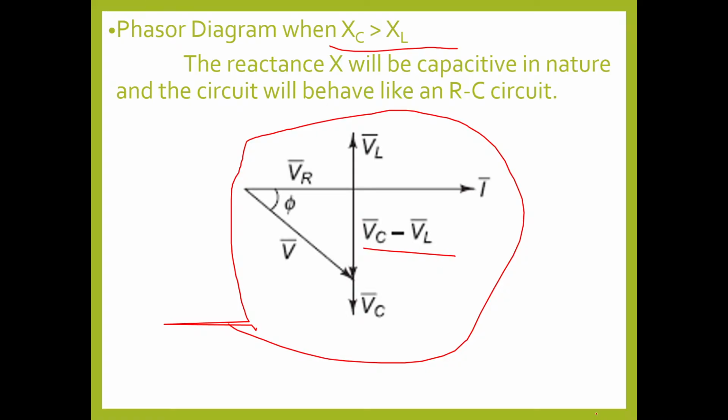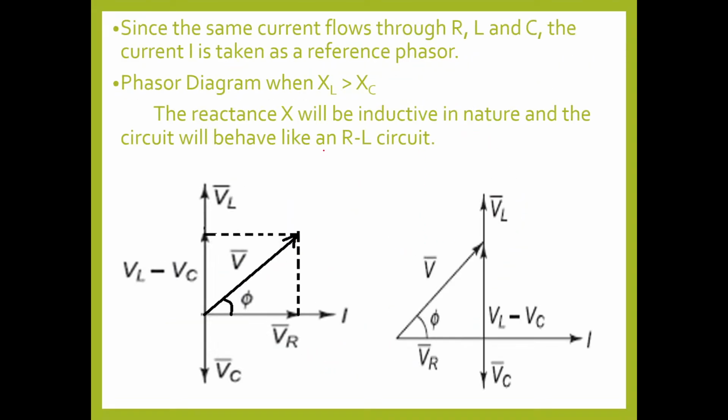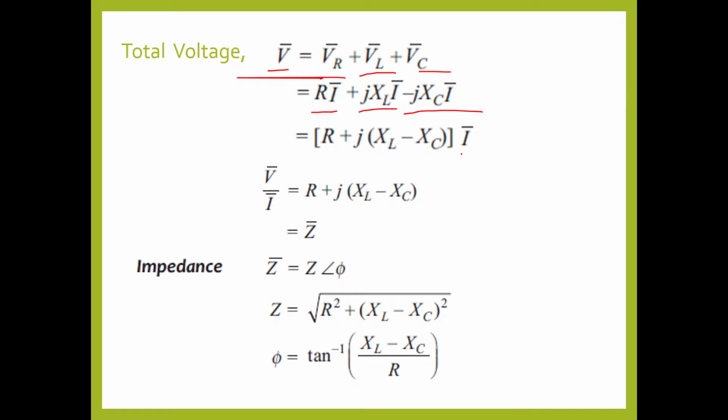Okay. Now let us see the voltage equation. What is the voltage equation? V is what? Vector sum of VR plus VL plus VC. What is VR? R into I. VL is JXL I. VC is minus JXC I. So here I have considered which case? I have considered the XL greater than XC case. Okay, I have considered this phasor diagram. XL greater than XC. That's why I have written minus JXC.